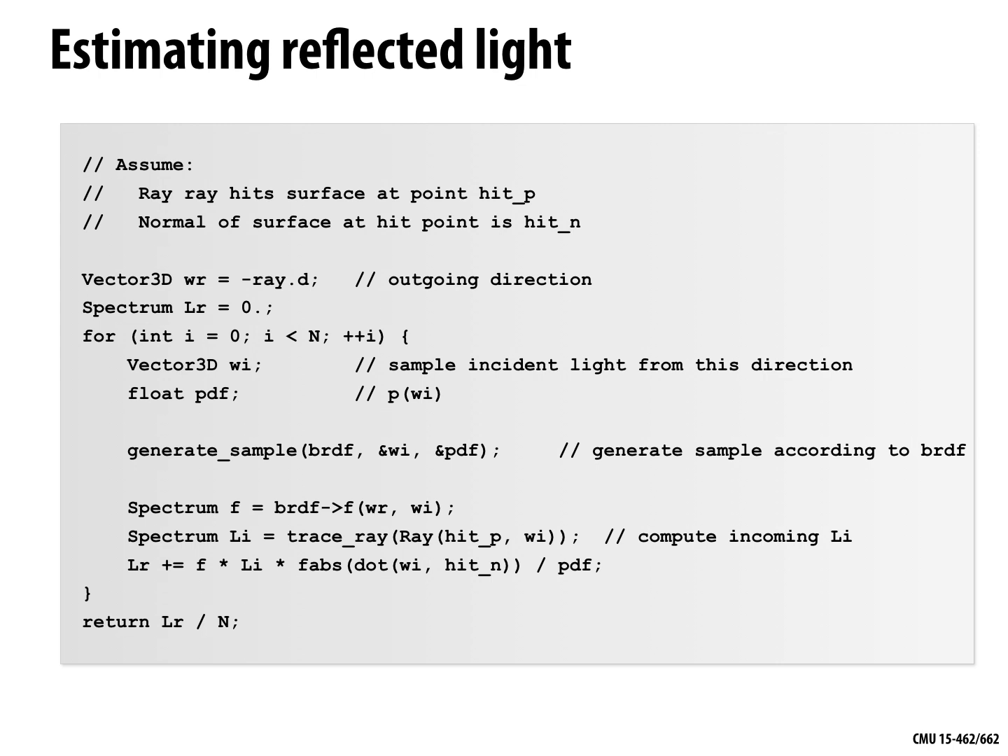Then we're going to keep a running total, L sub r, which is a spectrum. It's something that keeps track of the intensity in different wavelengths. We're going to sum up over our n Monte Carlo samples. The first thing we do is generate a sample, a random direction to represent the incoming direction. Then we evaluate the scattering function for that randomly sampled incoming direction and our desired outgoing direction.